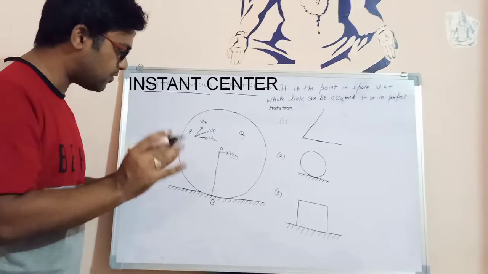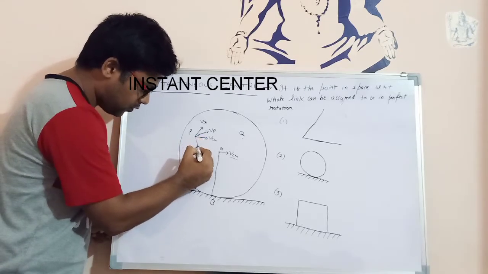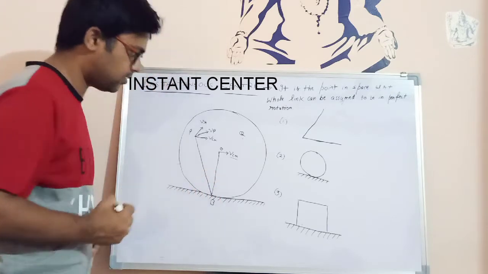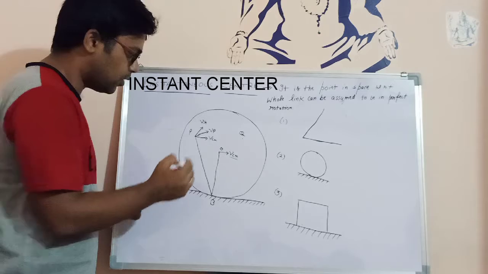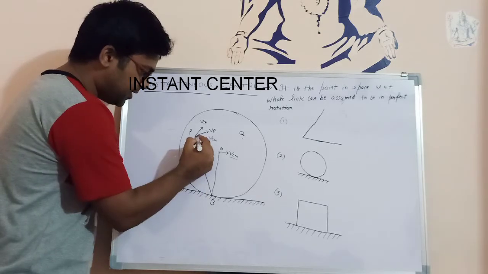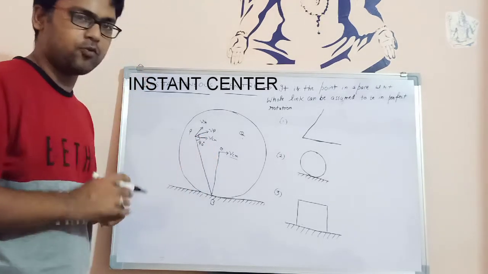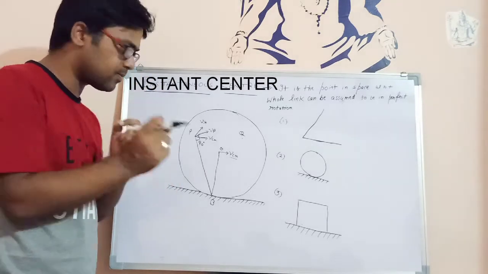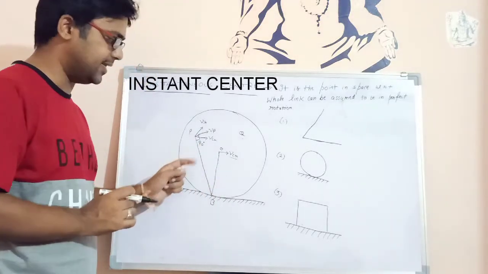Whenever we join the point P with the point B, the angle made by the resultant VP with B will be 90 degrees. So this angle will always be equal to 90 degrees. The angle made by the resultant of the velocity at point P with the point B is 90 degrees.